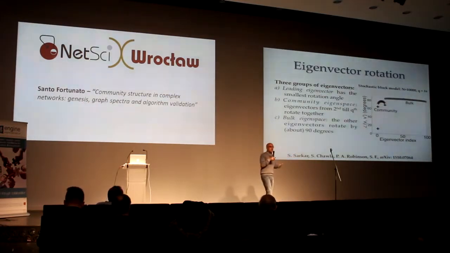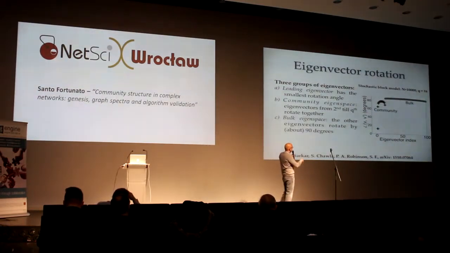The nice thing here is that not all eigenvectors rotate the same way. Some of them rotate faster, some of them rotate less. And because of that, you can identify groups of eigenvectors behaving the same way, especially this community eigenspace. So let me show you this with this picture here.